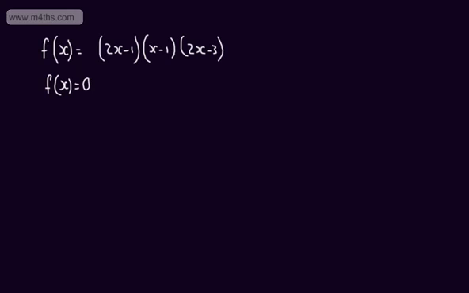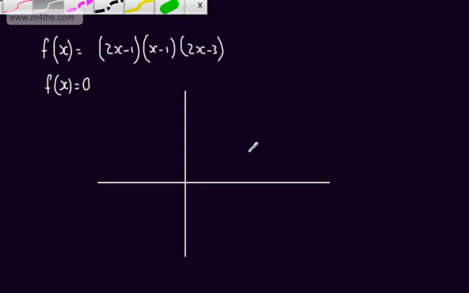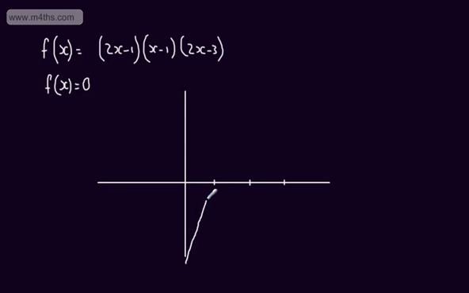I'm going to draw a quick sketch. We're going to go through the y-axis at -3. We're going to have a solution at 1/2, one at 1, and then one at 1.5. So our cubic is going to look something like this, give or take. We'll come through, come up, turn round, turn back round, come through, turn round, and then come through this way.